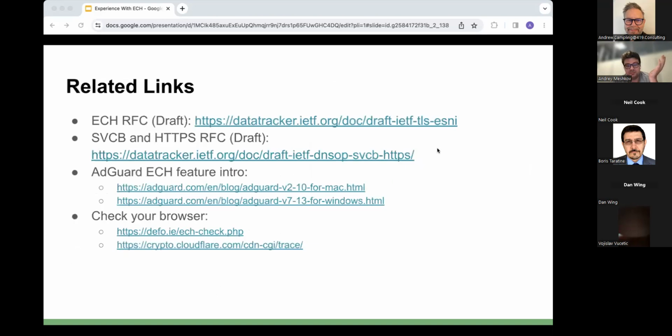And some related links in the end, if you want to learn more about ECH and related stuff. As you can see, ECH RFC is still draft, HTTPS and SVCB RFC is also still draft, but they are adopted by lots of software, including browsers and AdGuard.